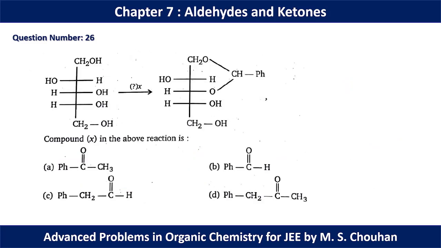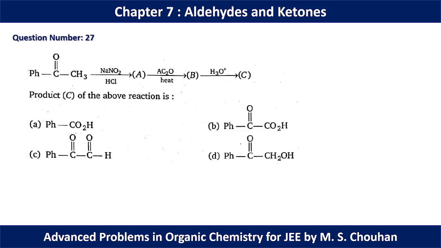In question number 26, it is a case of masking where we have a 1,3-diol present. If this is 1, this is 2, this is 3. Now if we demask this product, we can have the starting material like this. So this is nothing but benzaldehyde. So for question number 26, the starting material should be benzaldehyde. So option B should be the correct option.